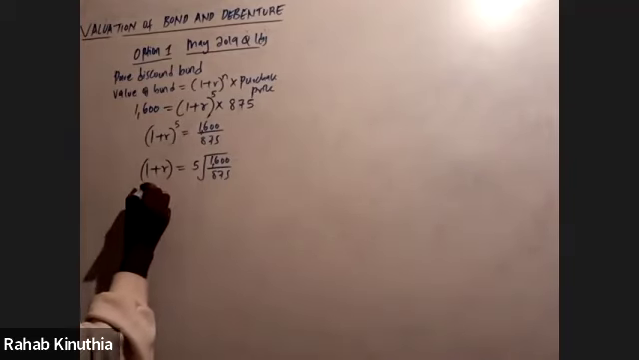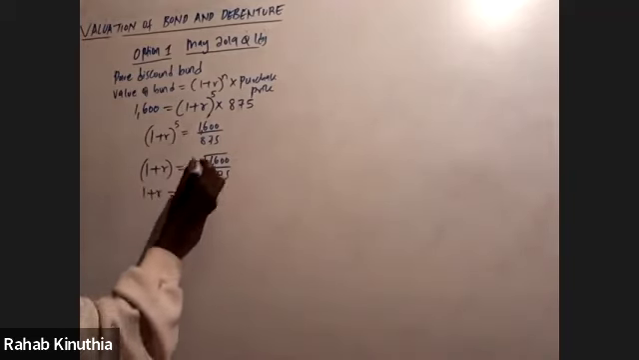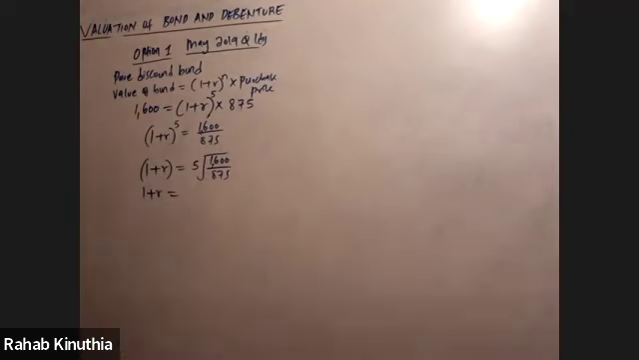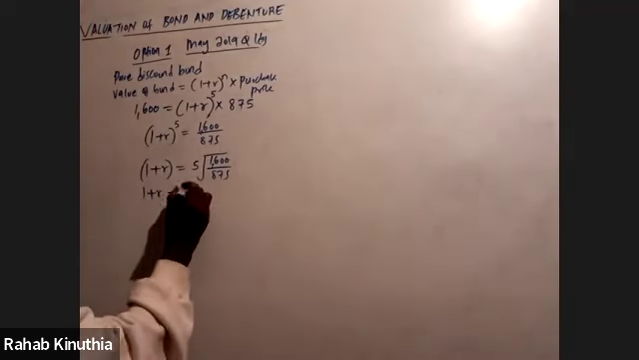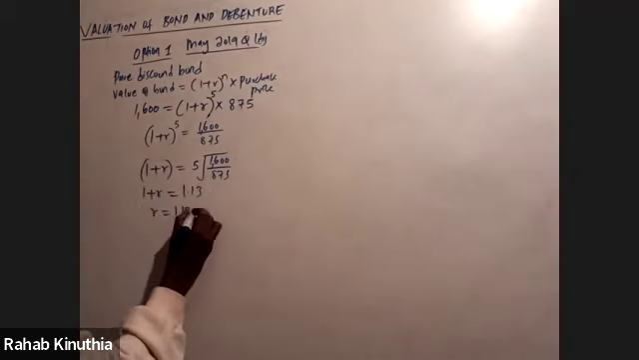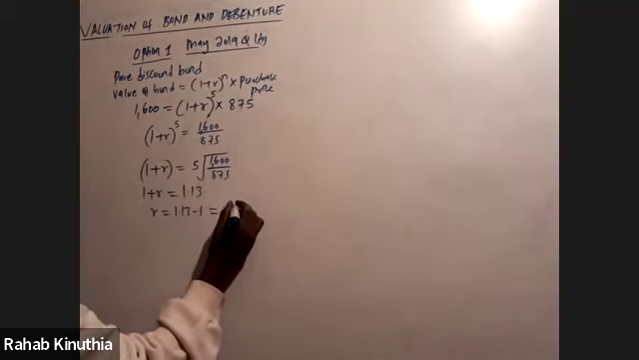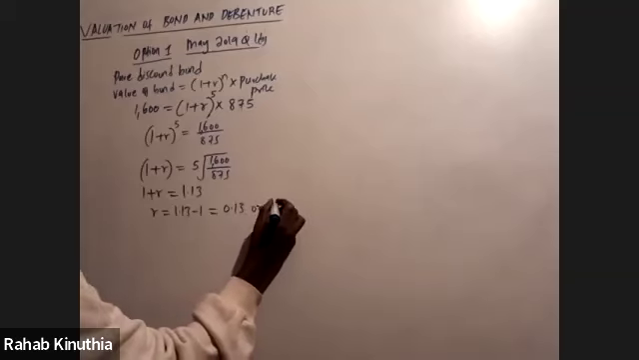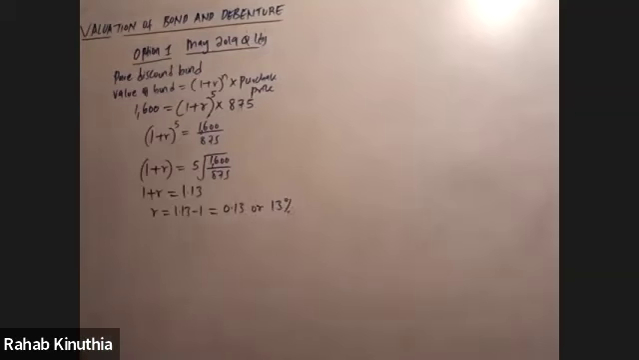So this one will be equal to 1 plus R. So the 5th root, ukishafanya kwa calculator utapata 1.13. Then R is equal to 1.13 minus 1, which is equal to 0.13 or 13%. I think it goes sawa kabisa. So that one is 13%.